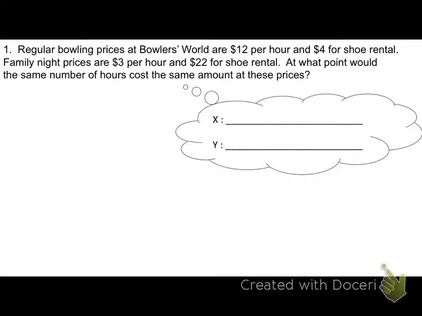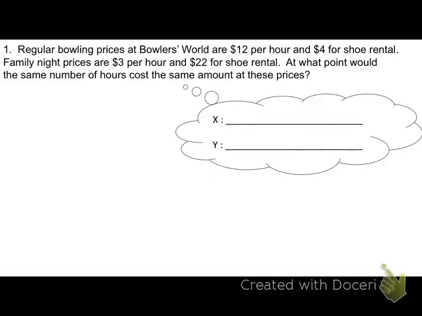All right, number 1. Regular bowling prices at Bowler's World are $12 per hour and $4 for the shoe rental. Family night prices are $3 per hour and $22 for the shoe rental. At what point would the same number of hours cost the same amount at these prices? That's a lot of information.